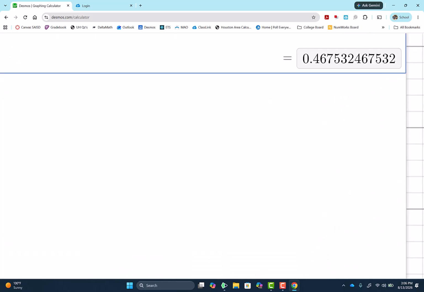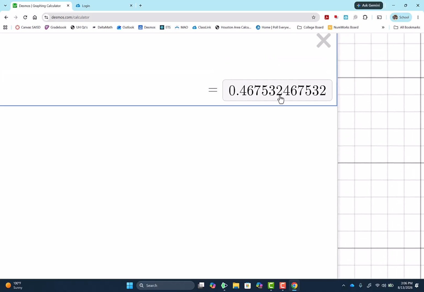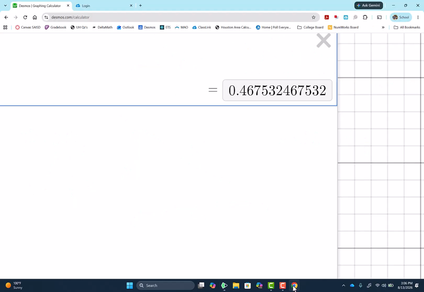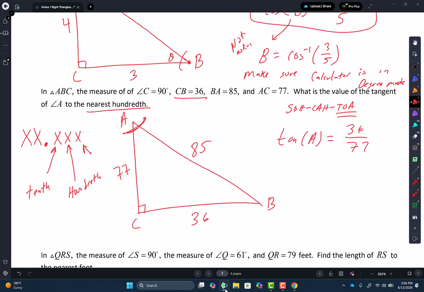So let me zoom in. They said to the nearest what? Hundredth. So it's going to be point what? No, that's the tenth. We need 0.47. Okay, well, actually, it depends. There's two vocabulary words. Have you ever heard the word truncated? No? Okay. Have you ever heard the word rounded? Okay. By default, we're going to do rounded. Did it say rounded or did it say, what is the value? Okay, so we're just going to assume rounded. If it's rounded, it's going to be 0.47.